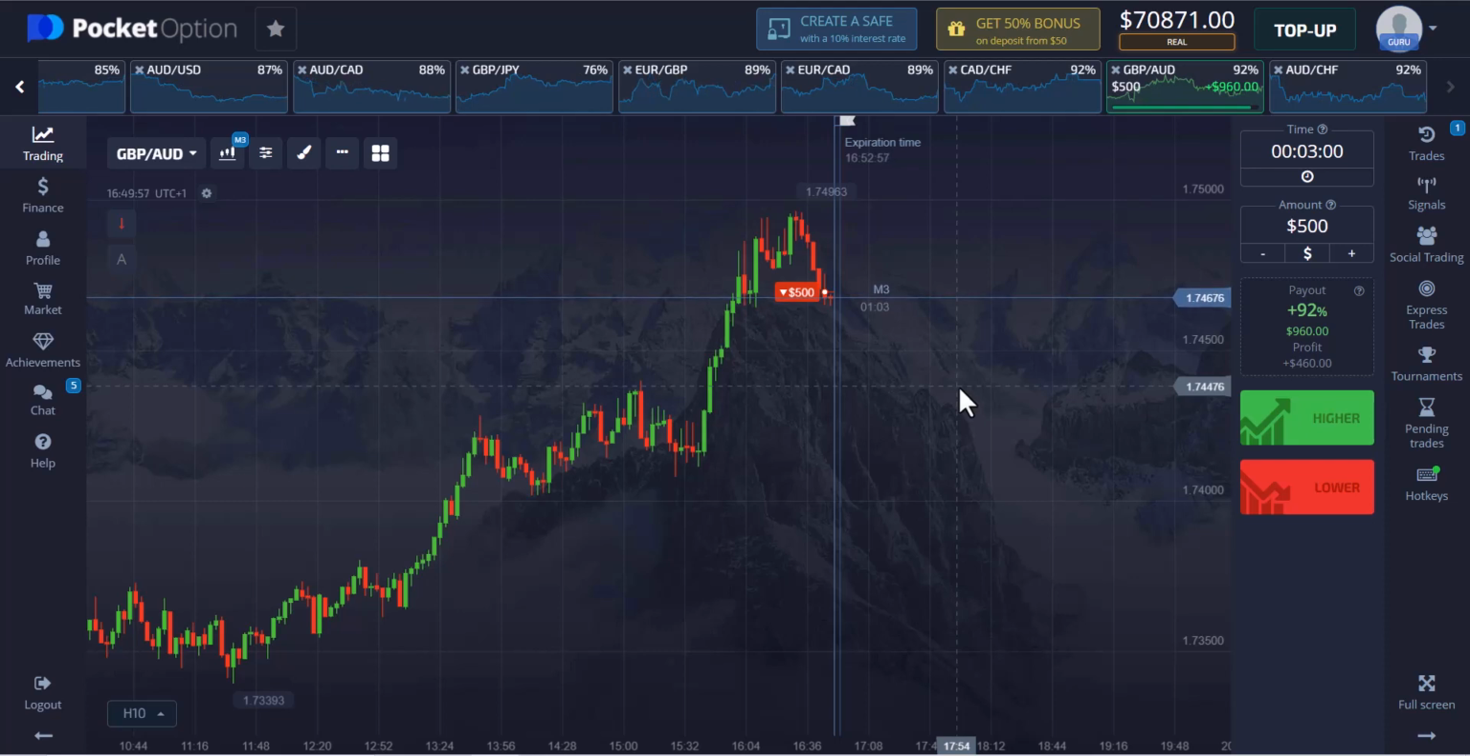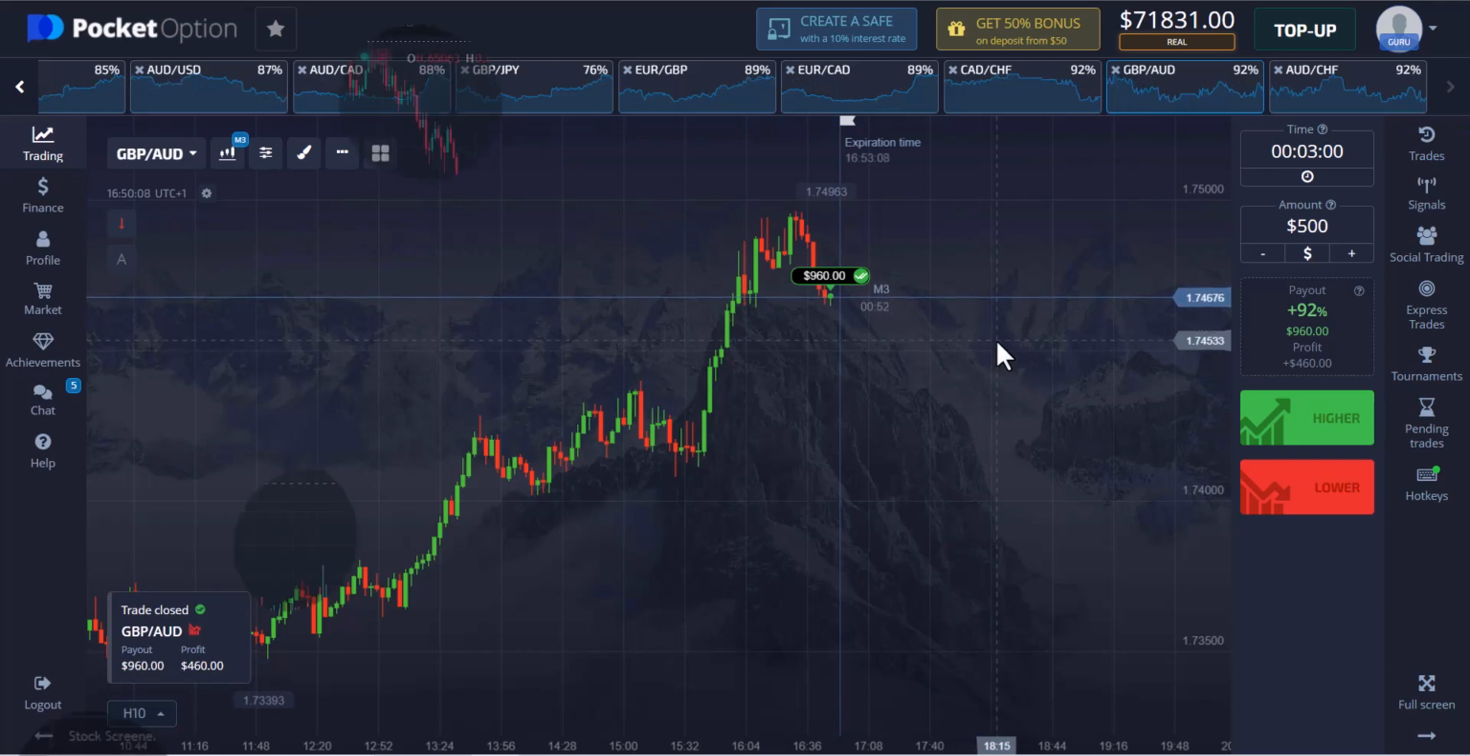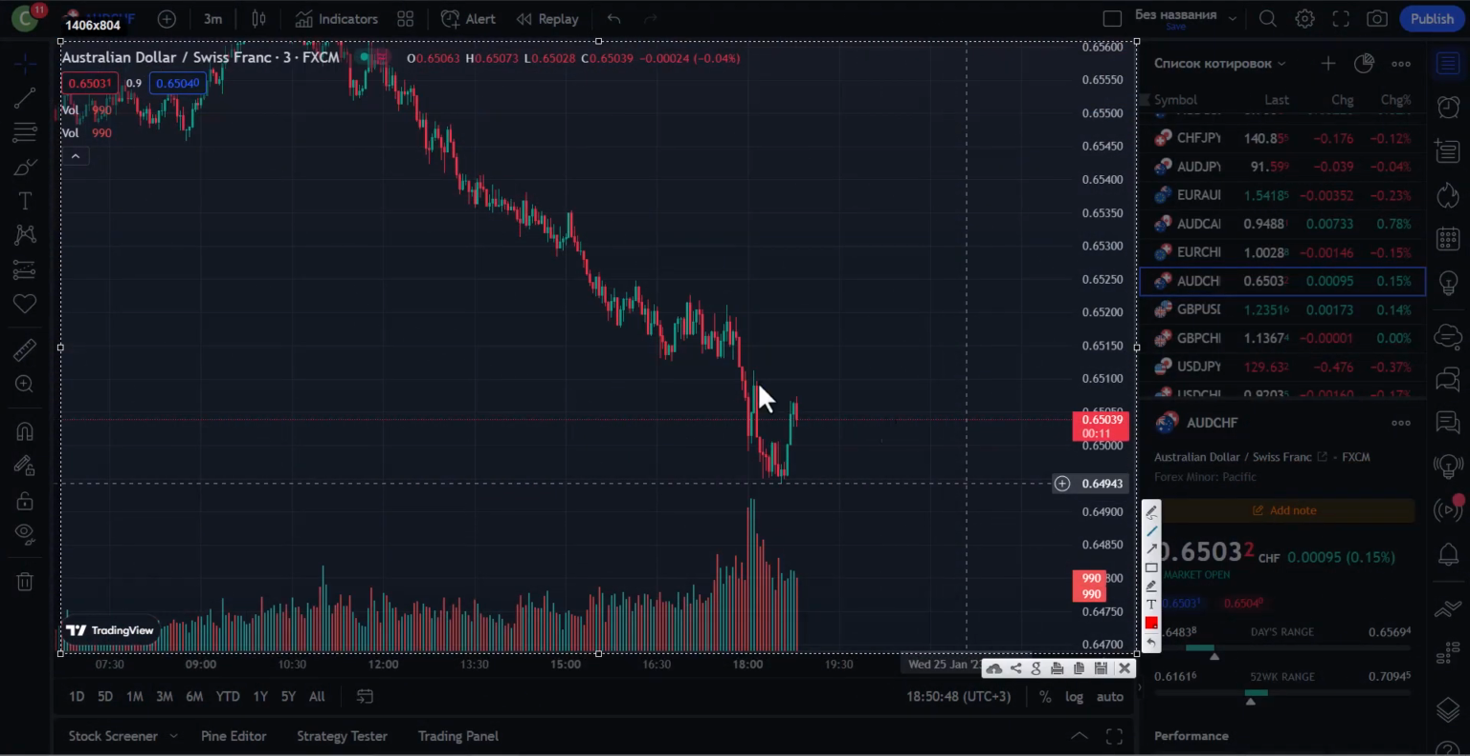I think we will jump to the main tips after analysis of the second deal, because there is not enough time for it. And as you could see, our first deal is about to close and bring us our first win for today. Our second pair is Australian dollar to Swiss franc, and again, lines.